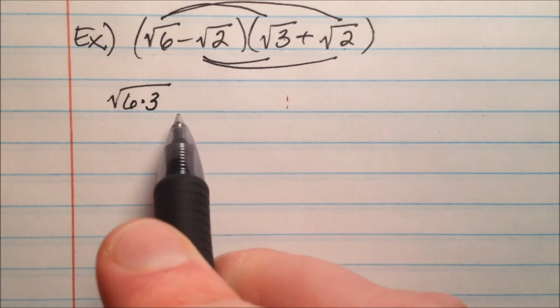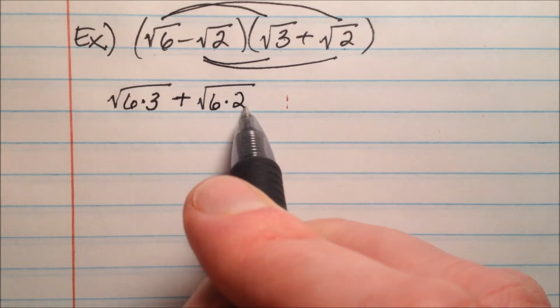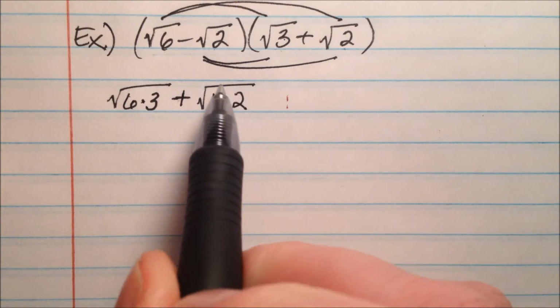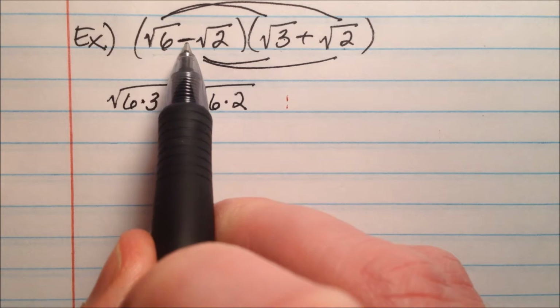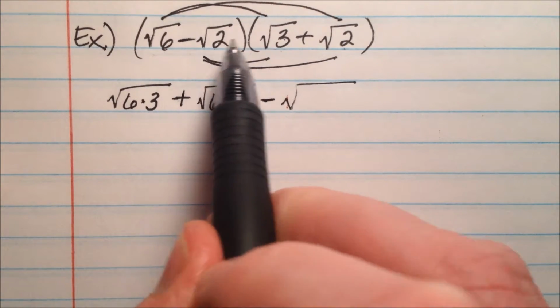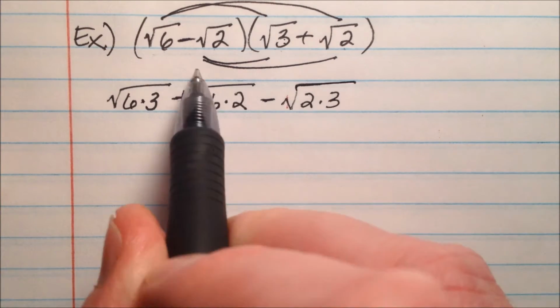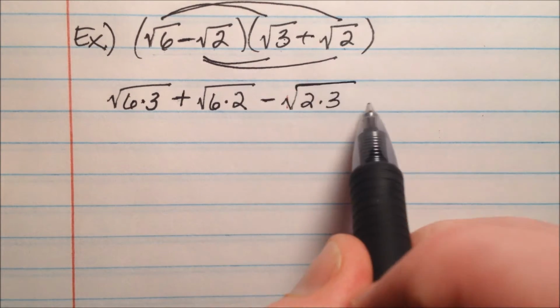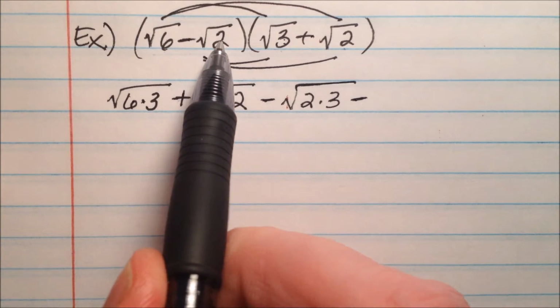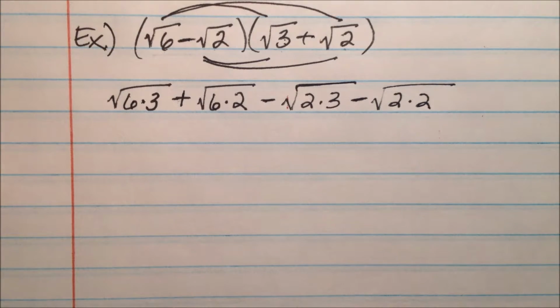And then the square root of 6 and the square root of 2 will be the square root of 6 times 2. And again, this is positive. So we're going to distribute this negative through, so it'll be minus the square root of 2 times 3. So 2 times 3. And then a minus times a plus there makes another minus. And then square root of 2 and square root of 2 will be 2 times 2.